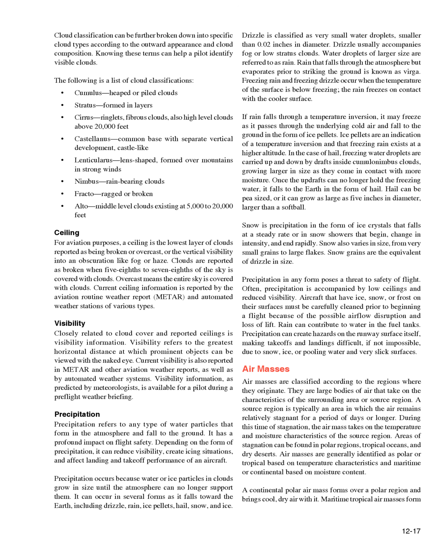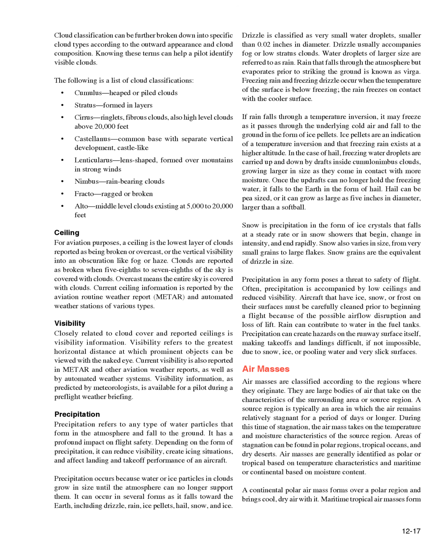Air masses are classified according to the regions where they originate. They are large bodies of air that take on the characteristics of the surrounding area or source region. A source region is typically an area in which the air remains relatively stagnant for a period of days or longer. During this time of stagnation, the air mass takes on the temperature and moisture characteristics of the source region. Areas of stagnation can be found in polar regions, tropical oceans, and dry deserts.